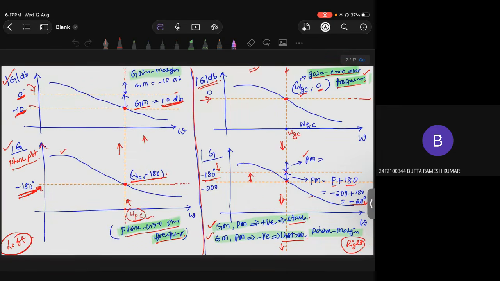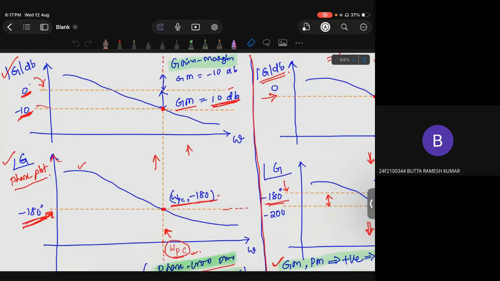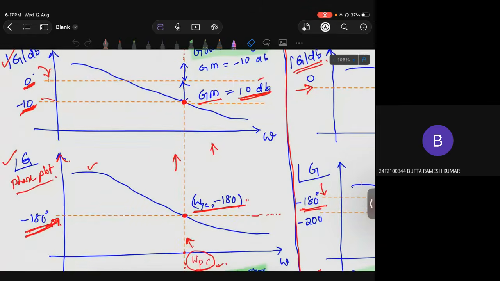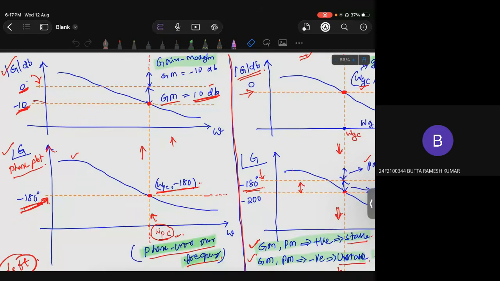First, this picture shows the definition of the gain margin and phase margin. If you get any doubt, you can ask me. First, concentrate only on this left side, only this part. Here we are defining two things. One is the gain margin, and another is the phase crossover frequency.